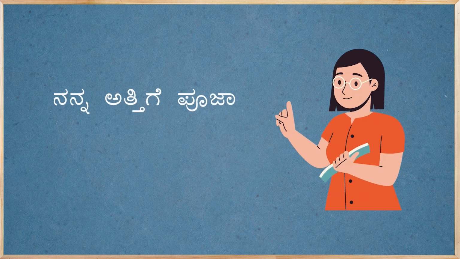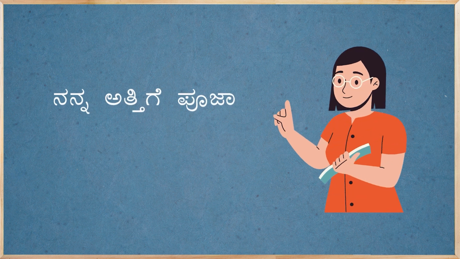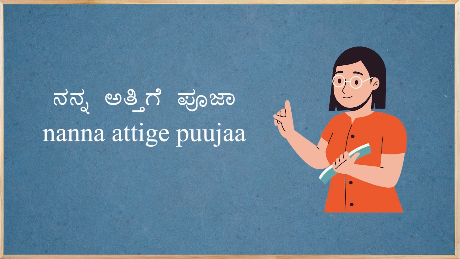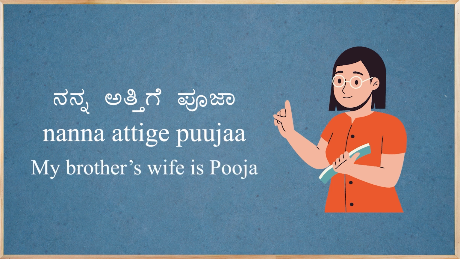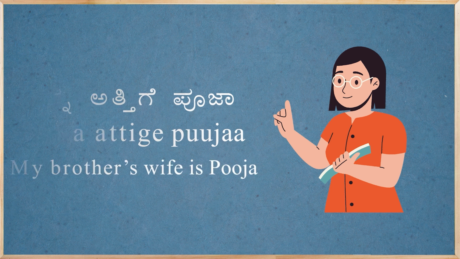Sister-in-law, brother's wife. Attige. Attige in Kannada refers to your brother's wife. This term is used to identify the relationship and is also used as a respectful way to address her. For example, Nanna attige Pooja. Nanna attige Pooja means my brother's wife is Pooja.